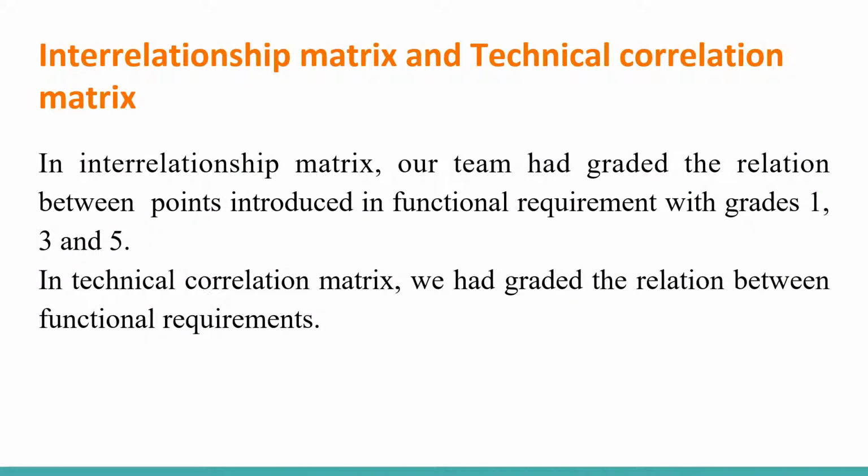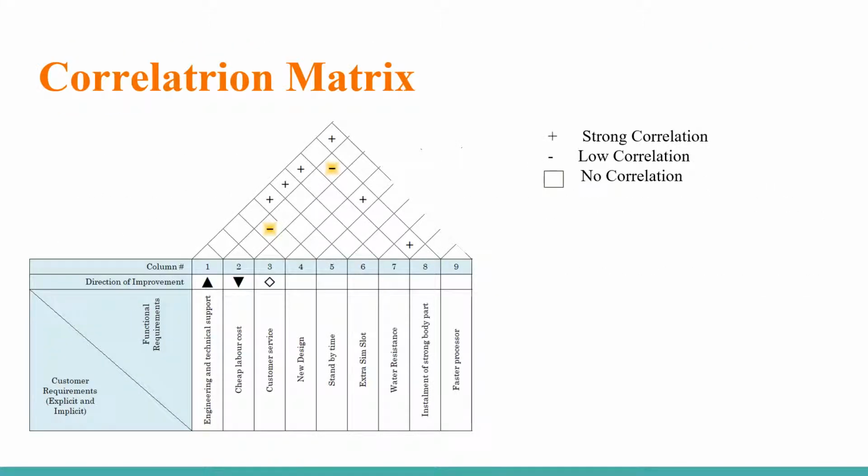The interrelationship matrix and technical correlation matrix. In the interrelationship matrix, our team has graded the relation between the points introduced in functional requirements with grades 1, 3, and 5. In the technical correlation matrix, we graded the relation between functional requirements. Here we have the correlation matrix, the positive sign being the strong correlation and the minus being the low correlation. For the functional requirements listed below, above we have the correlation between all of the requirements.